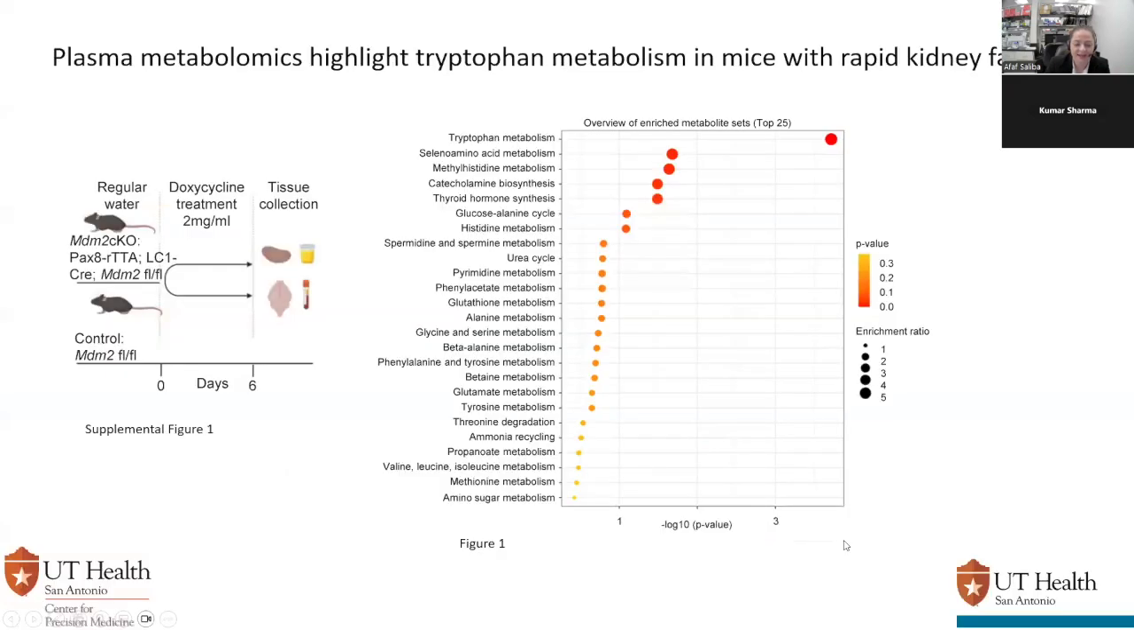To investigate this, we used a mouse model of rapid kidney failure that allows us to study kidney failure without the widespread multiple organ failure, and we performed targeted bulk metabolomics and found that tryptophan metabolism was the top pathway that was skewed in this mouse model. We saw that at the plasma level, particularly, there was a decrease in tryptophan and serotonin levels and accumulation of quinolinic acid.